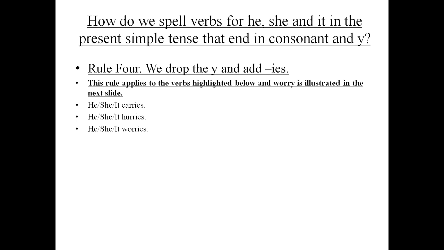Rule 4: how do we spell verbs for he, she and it in the present simple tense that end in consonant and Y? And the consonants are the other 21 letters in the alphabet which are not vowels. So I know you know what they are. So for rule 4, we drop the Y and we add IES. And this rule applies to the verbs highlighted below. And worry is illustrated in the next slide.